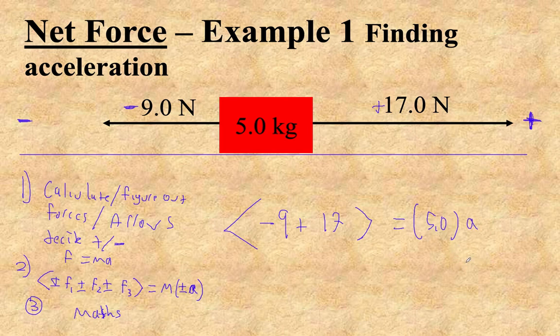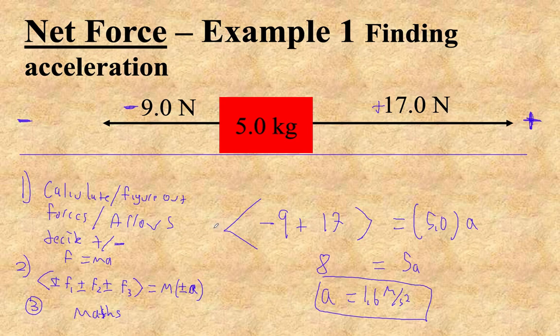So let's see if I can do this. -9 plus 17 is 8. 8 is 5a, and then let's divide by 5. I get 1.6, so a is equal to 1.6 meters per second squared. So again, draw your forces with arrows, decide which way is positive and negative, and then just set it up, add up all the forces, and that equals m times a.